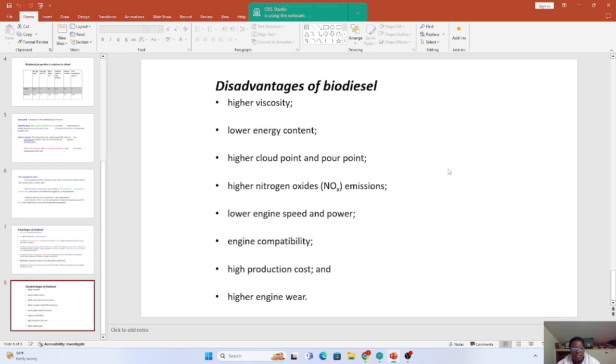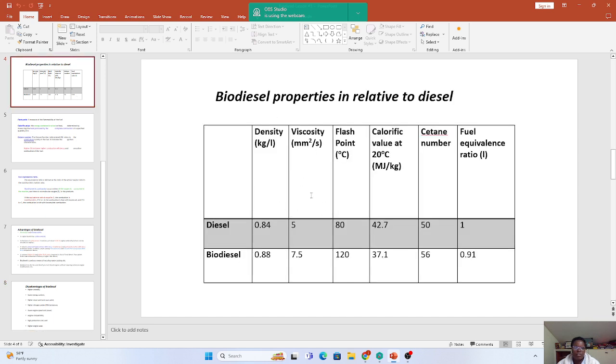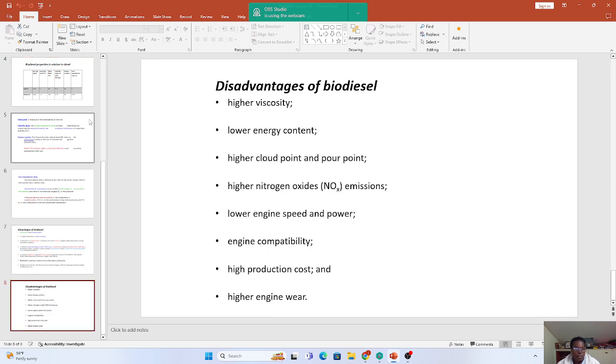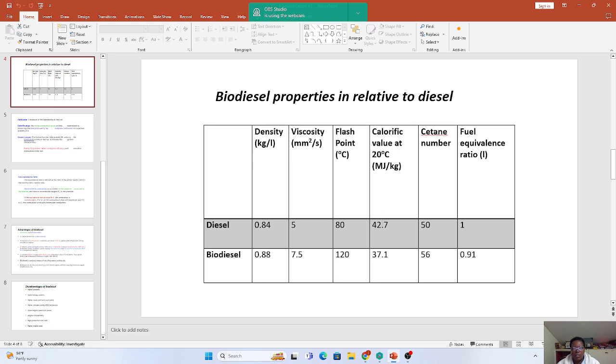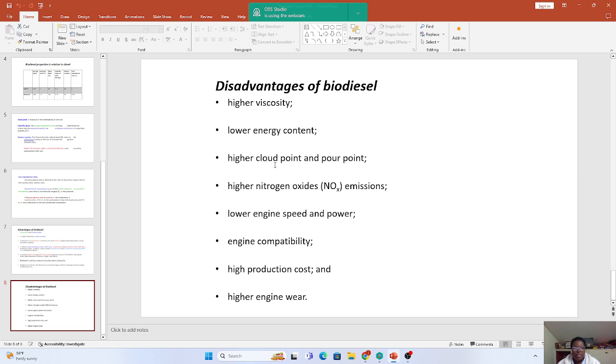So let's look at the disadvantages of biodiesel. The first one is we notice that it has very high viscosity. You can see here the viscosity was 7.5 compared to diesel, which is 5. And then it has lower energy content. You can see here the calorific value at 20 degrees, for biodiesel was 37 compared to 42.7 for diesel. It has a higher cloud point and pour point, higher nitrogen oxide emissions, lower engine speed and power, and it has a lower engine compatibility, higher production cost, because we said it's a plant, so it has to be cultivated, and then higher engine wear. So those are the disadvantages of biodiesel.